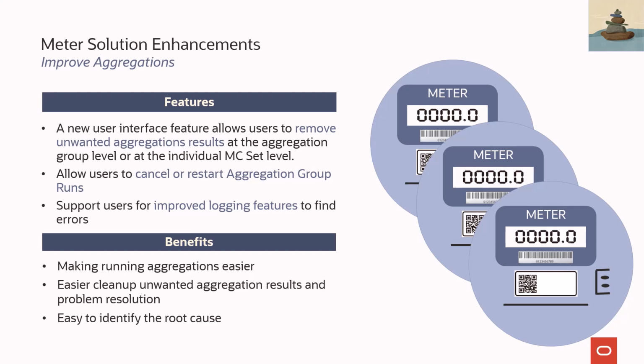Additionally, this enhancement includes an improved logging feature to identify errors and offer better visibility during the aggregation run. For example, it includes the MC set participant ID, which makes it easy to determine dimensional attributes. It will make running aggregation easier. Customers will find it easy to clean up unwanted aggregation results and resolve problems by identifying the root cause.